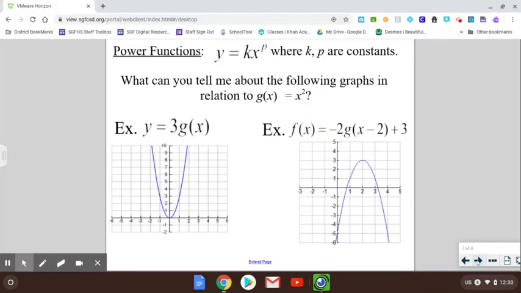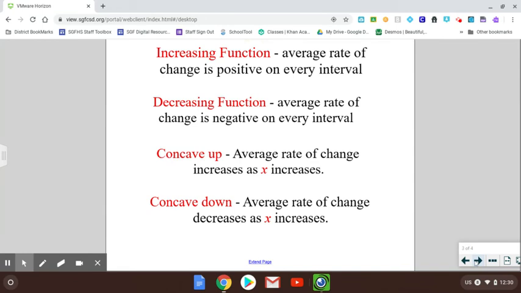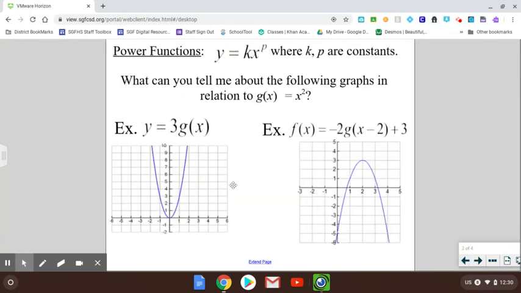So next slide in the old notes here, we have our basic vocab. That's already printed out for you too; I can send that along. But the idea of increasing: the graph moves up as we go left to right. So this graph is increasing from 0 to infinity. This graph is decreasing from negative infinity to 0. This guy is increasing from negative infinity to 2, decreasing from 2 to infinity.